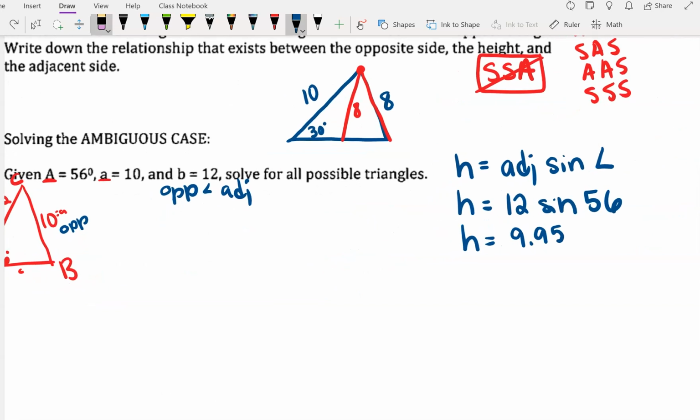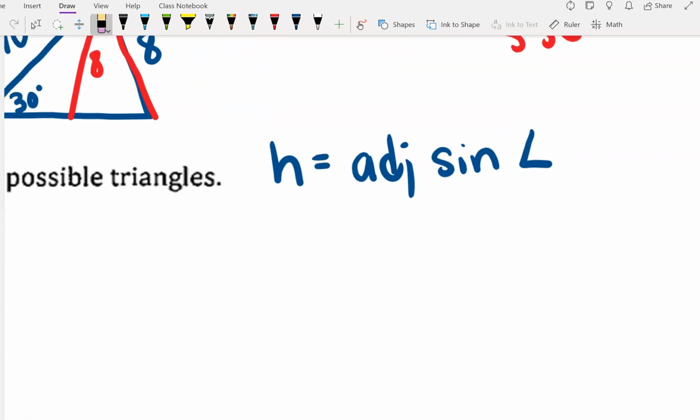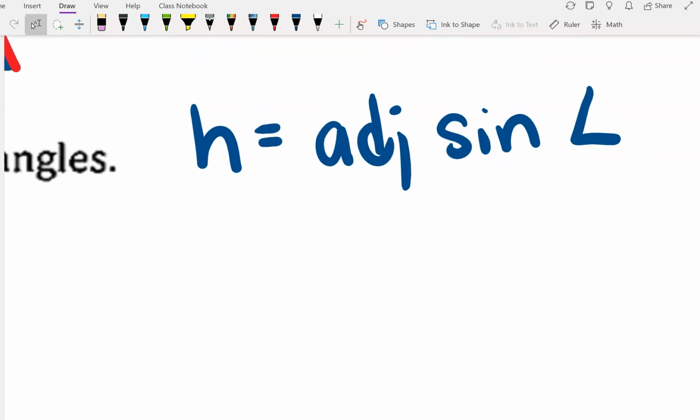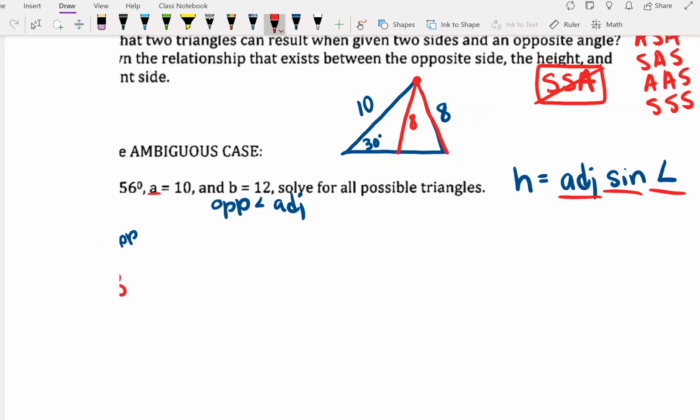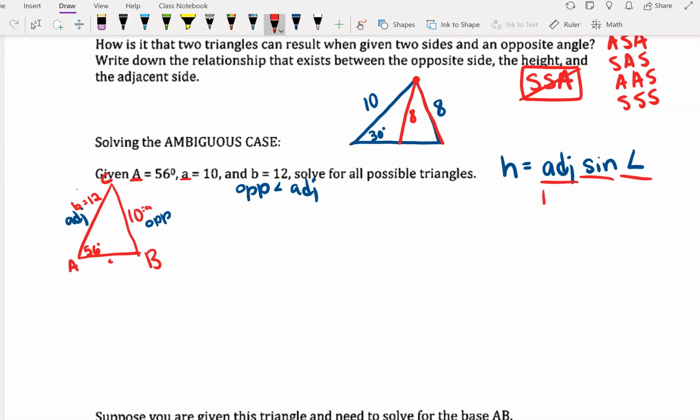I had done this earlier, but I'll do it again. Here is the formula for finding the height. If you don't have this written down somewhere, make sure to write it down. Height is going to be adjacent times sine of the angle. So on our triangle, the adjacent side is 12, sine, and the angle we have is 56. Type that into your calculator and you'll get that h equals 9.95. Be careful, make sure your calculator is in degree mode when you do that. Alright, so we get that the height is 9.95.